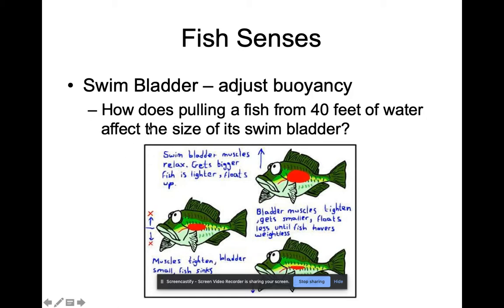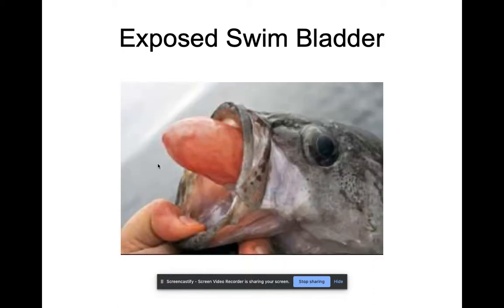So how does pulling a fish from 40 or more feet of water affect it? If you've ever gone deep sea fishing, sometimes you're fishing 80, 150, 200 feet of water. You get a bite and you're reeling that fish up really quickly. You get to the top, you get your red snapper or whatever you may have pulled up, and you may see this swim bladder exposed. So what happened? Why did we have an overinflation of this swim bladder really quickly?